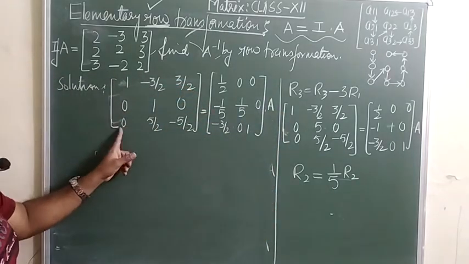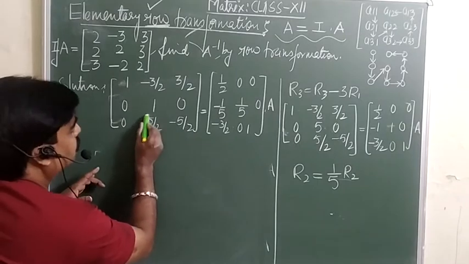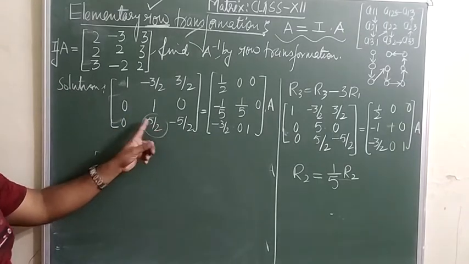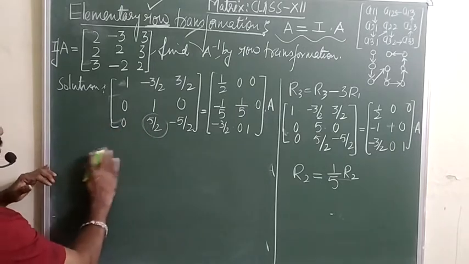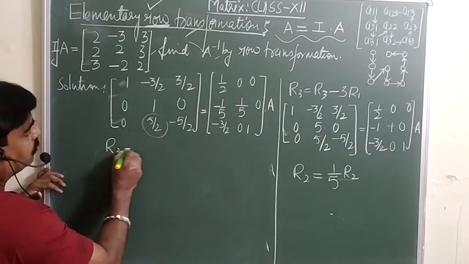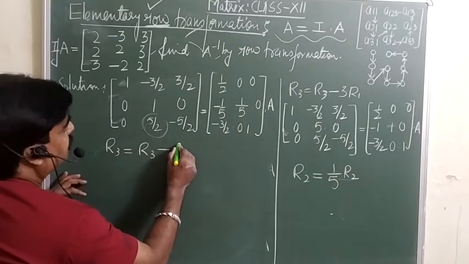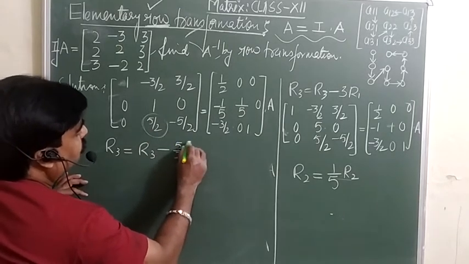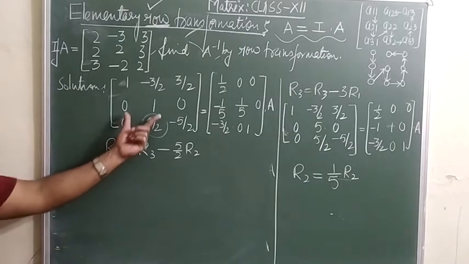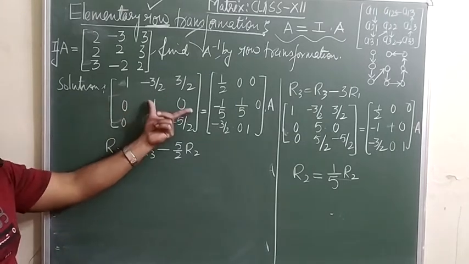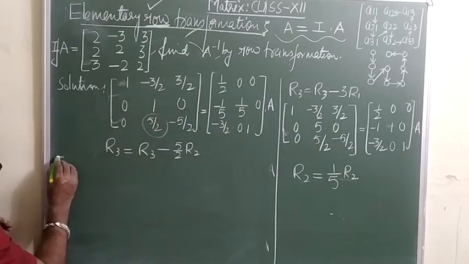So 1, 0, 0, 0. Now here you are supposed to make it 0. Here we are supposed to make it 0. So this is 5 by 2 there. So what we can do from the third row, we can subtract 5 by 2 of R2 from the third row. From this third row, we can subtract 5 over 2 times of this R2. So what we will get is here.